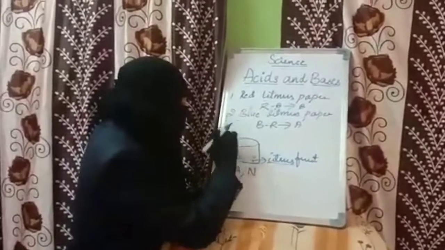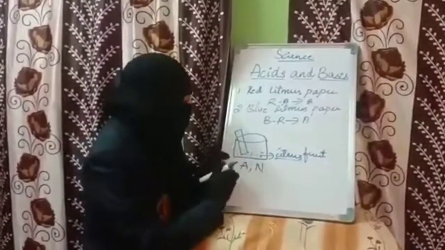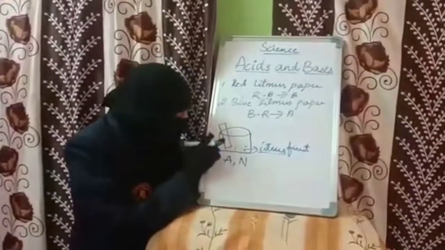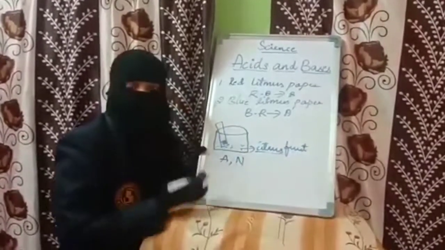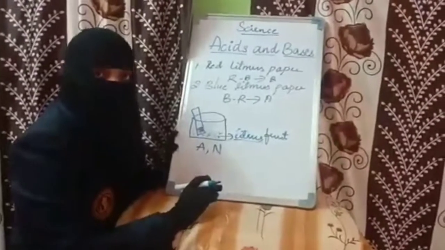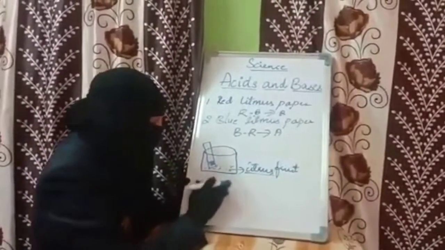Now remove this red litmus paper, and instead of red litmus paper use blue litmus paper. Now immerse the blue litmus paper into the solution. Now you'll observe that this paper is changing into red color. So what is the confirmation here? Blue litmus paper is changing into red color. That means the nature of the substance is acidic.